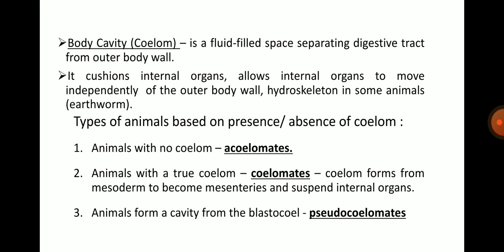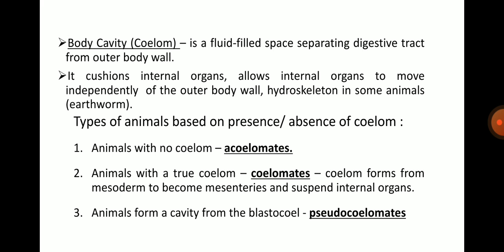So, types of animals based on presence or absence of coelom. Depending on which, the animals are classified as the acoelomates, that is the animals with no coelom; coelomates, the animals with a true coelom, that is the coelom here forms from the mesoderm to become mesenteries and suspend internal organs; and the pseudocoelomates are the animals which form a cavity from the blastocoel. So you can maybe elaborate on the three types of coelom once again.